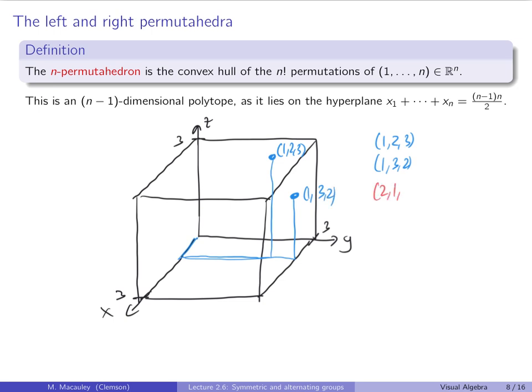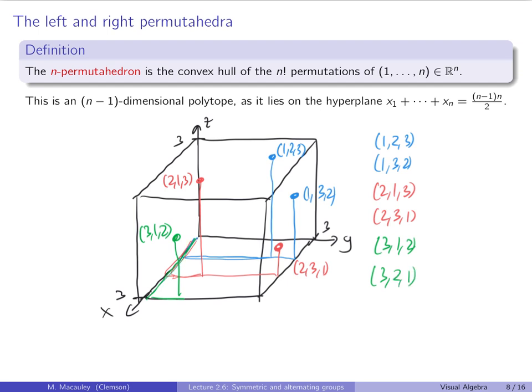Let me pick a different color for 2, 1, 3. So here I go 2, I go 1, then I go 3. That's going to be somewhere like there. So this is 2, 1, 3. Let me try 2, 3, 1. That's going to be down here. That's 2, 3, 1. And then let me do 3, 1, 2. So if I go 3, 1, 2, that's going to be here. And then 3, 2, 1. That's going to be down here.